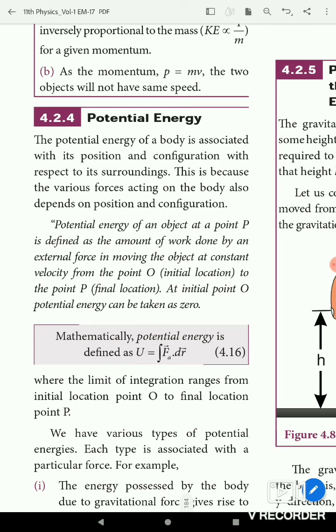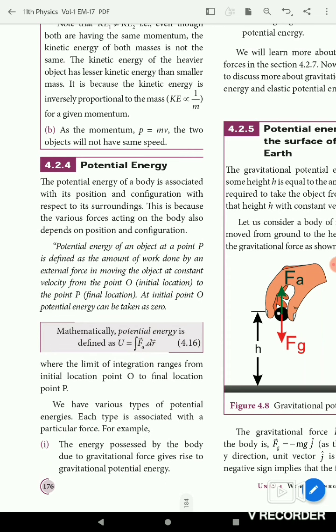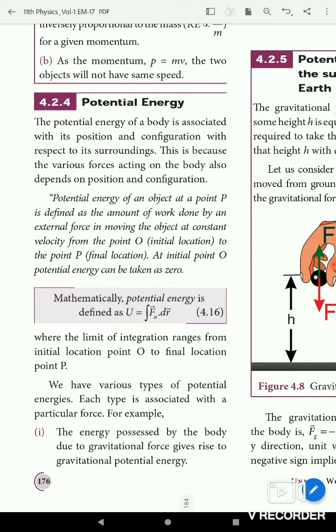Work done by an external force in moving the object at constant velocity from the point O to the point P, the final location. At the initial point O, potential energy can be taken as 0. Okay, so potential energy U is equal to the integral of Fa vector dot dr vector, where the limit of integration ranges from the initial location point O to the final location point P.